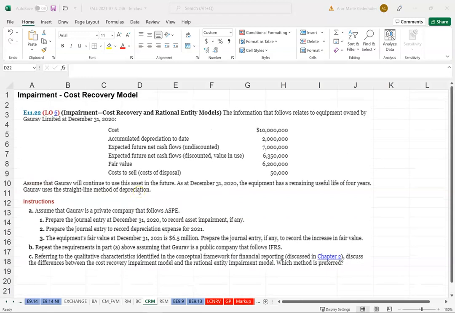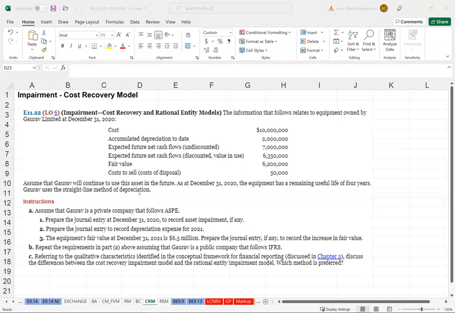In this video, we're going to use the cost recovery model in Part A in order to check to see if there's impairment and proceed with the journal entry if there is. So we'll read through this question.